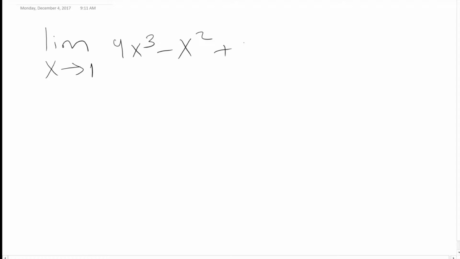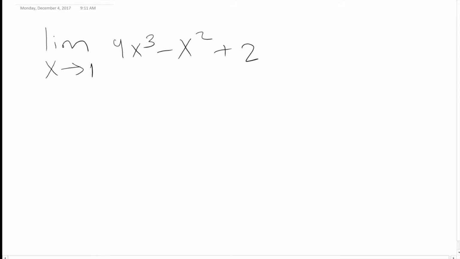In this video I am going to talk about how to evaluate limits. To begin with, when you have a function that is a polynomial which is defined everywhere, you can just plug in the value that you're evaluating for. For example, the limit as x approaches 1 of x cubed minus x squared plus 2.